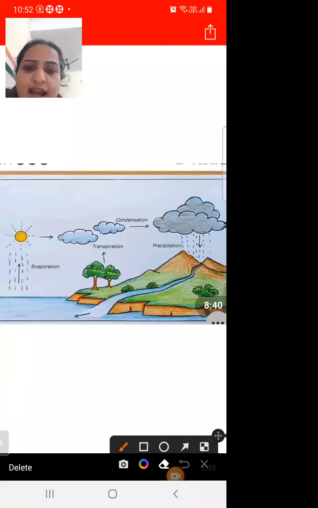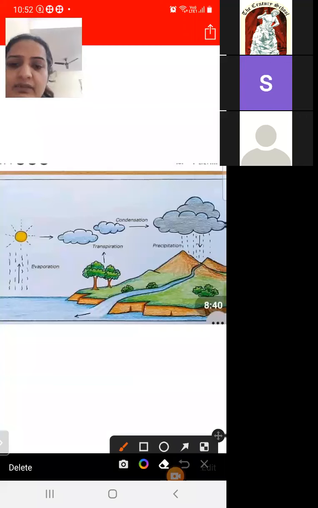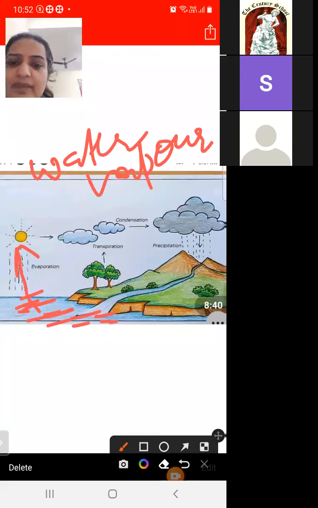So you have to draw the diagram of the water cycle in the fair notebook. So this is the ground, there is the ocean water, and suppose this water goes into the air, it converts into water vapor. So this water is converting into water vapor by the process of evaporation.